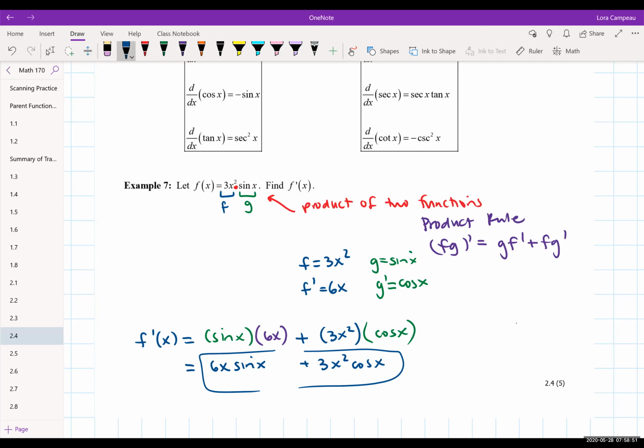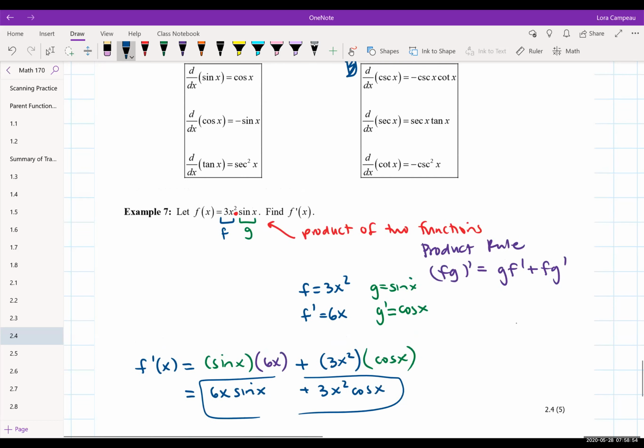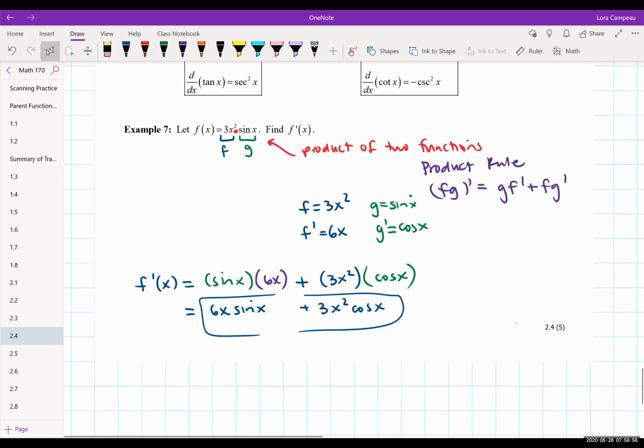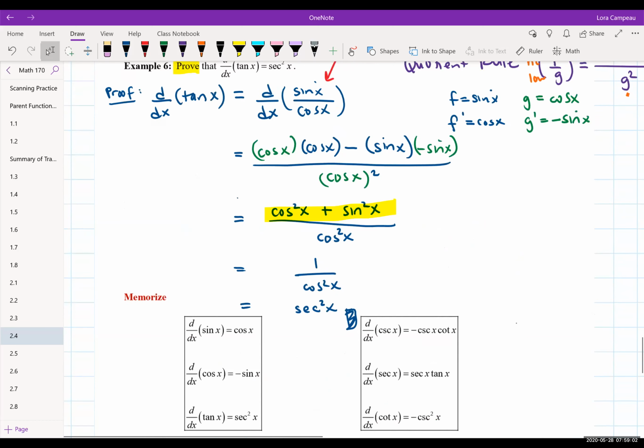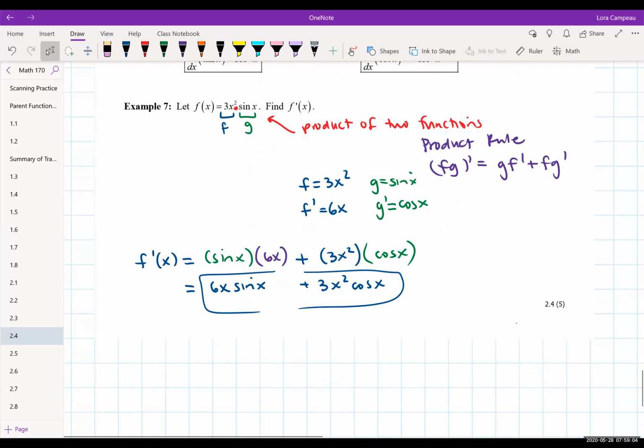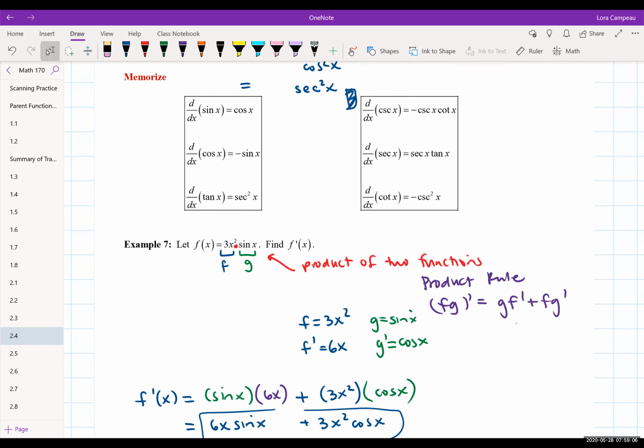So practice, practice, practice. You don't get good at this unless you keep working on your homework. Sometimes watching is fine, but you have to struggle through some of the mistakes you make on these. And don't forget to memorize the derivatives of your trig functions. I will see you in the next section.